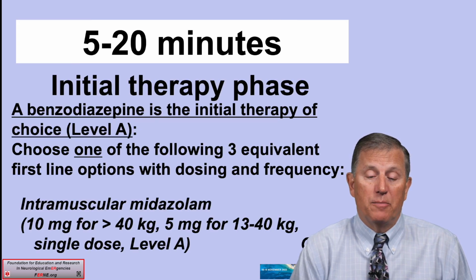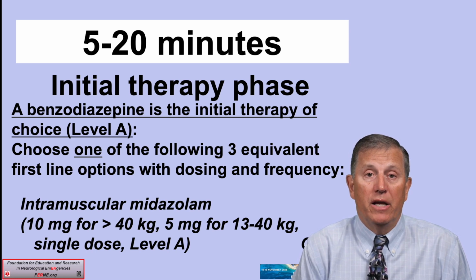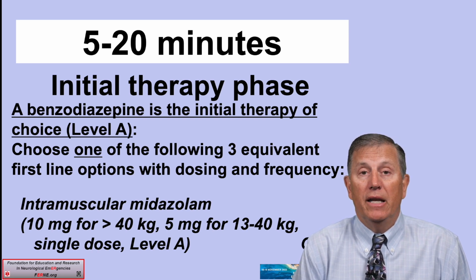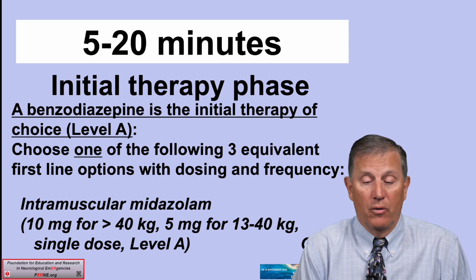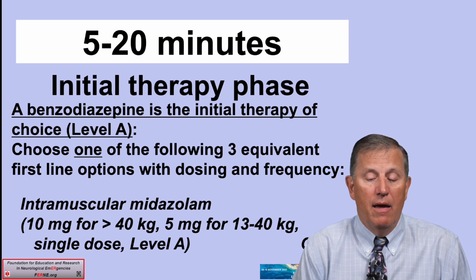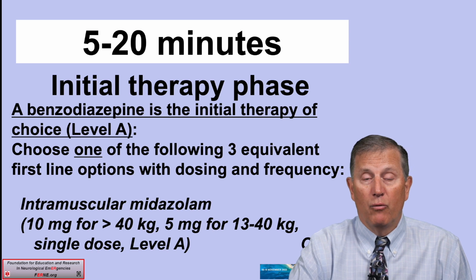We know that a benzodiazepine is the initial therapy of choice. There's level A support that suggests always when treating with an anti-epileptic drug, the first therapy should be a benzodiazepine. And there are 3 options, each thought to be equivalent in their ability to treat a patient with seizures or ongoing status epilepticus. The first is intramuscular midazolam. An initial dose could be 10 milligrams for any patient greater than 40 kilograms IM, and for children 13 to 40 kilograms, a 5 milligram IM dose in a single dose is recommended. There's level A support for this recommendation.